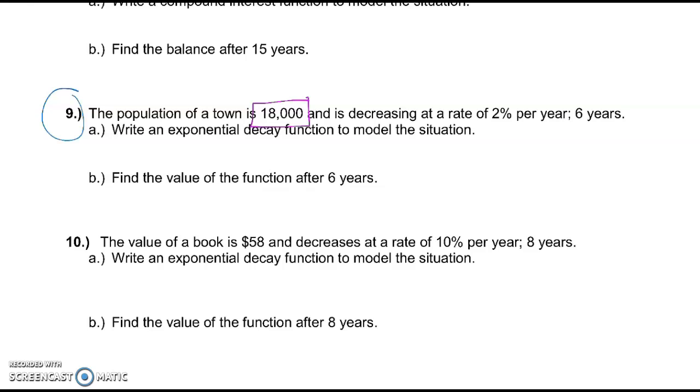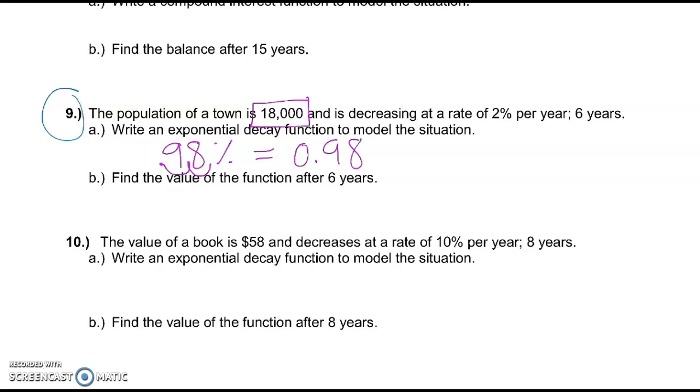So we have a decreasing problem here. Remember, when we have exponential decay, our multiplier is going to be between 0 and 1. So let's think about this. If this population is losing 2% of the population every year, what percent of the population is still there? Well, if 2% are gone, 98% of the population is still there. So we still have 98% of the population there. What is that as a decimal? Move it over 2 places. So we get 0.98. Okay, that's our multiplier.